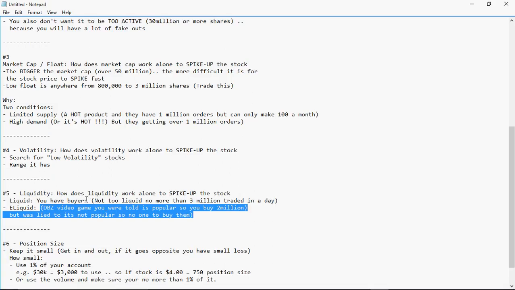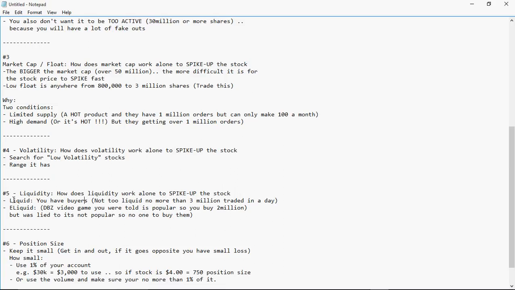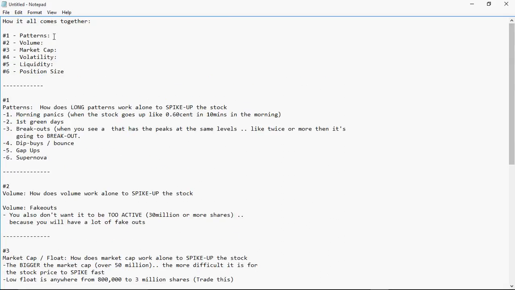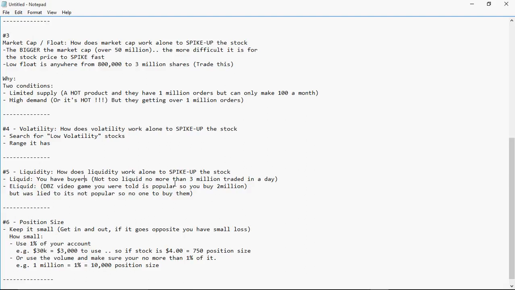Okay, so this is the next tip. This stock won't move. Now think about that for a minute. You see a gap up pattern. The volume is right, market cap, volatility is low. It's meeting all of these things in the ranges, but it is not popular enough. So what happens? It's illiquid. It's not going to move. Okay. So another tip: not too liquid, no more than 3 million traded in a day.